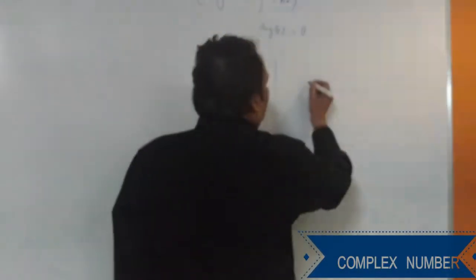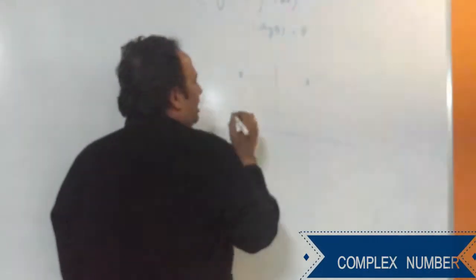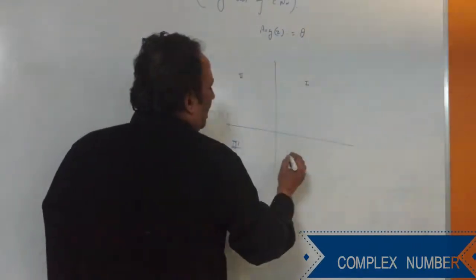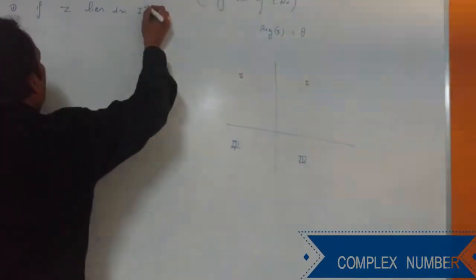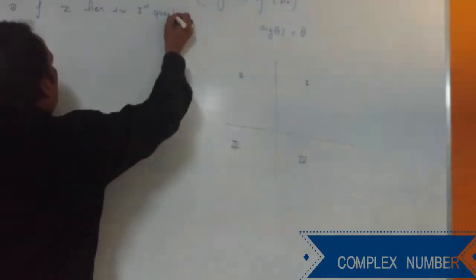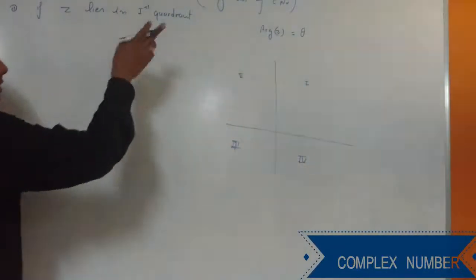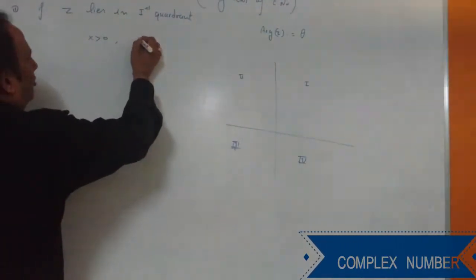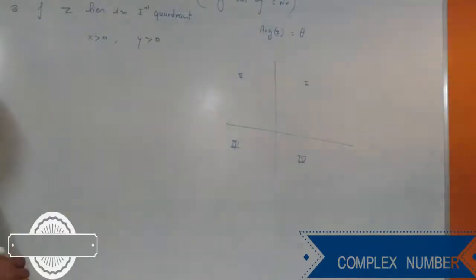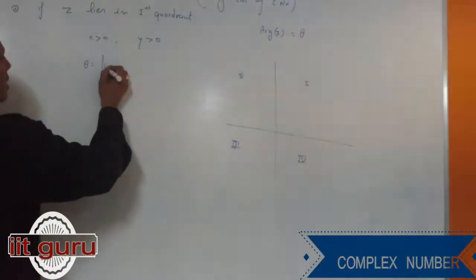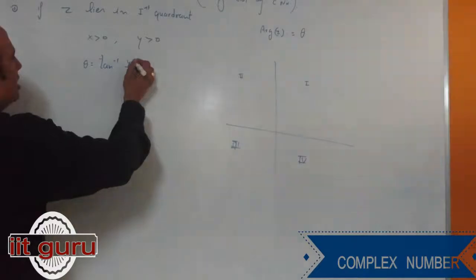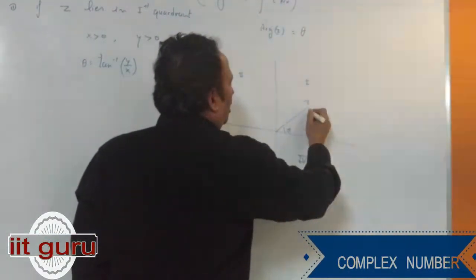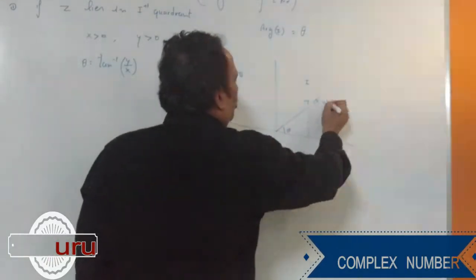So z may lie in the first quadrant, z may lie in the second quadrant, z may lie in the third quadrant, and z may lie in the fourth quadrant. First quadrant. So if z lies in the first quadrant, the real part is positive and the imaginary part is also positive. This implies that theta equals tan inverse y by x. This is z, this is theta, and here is x comma y.